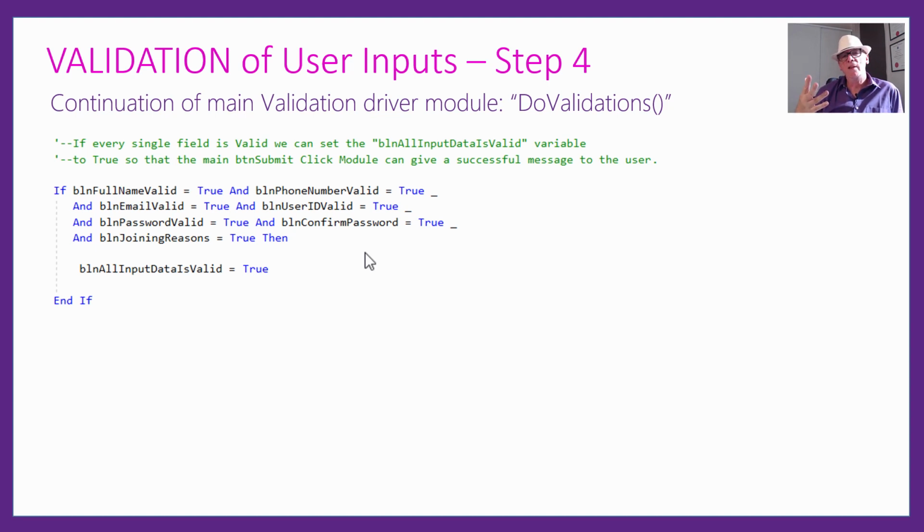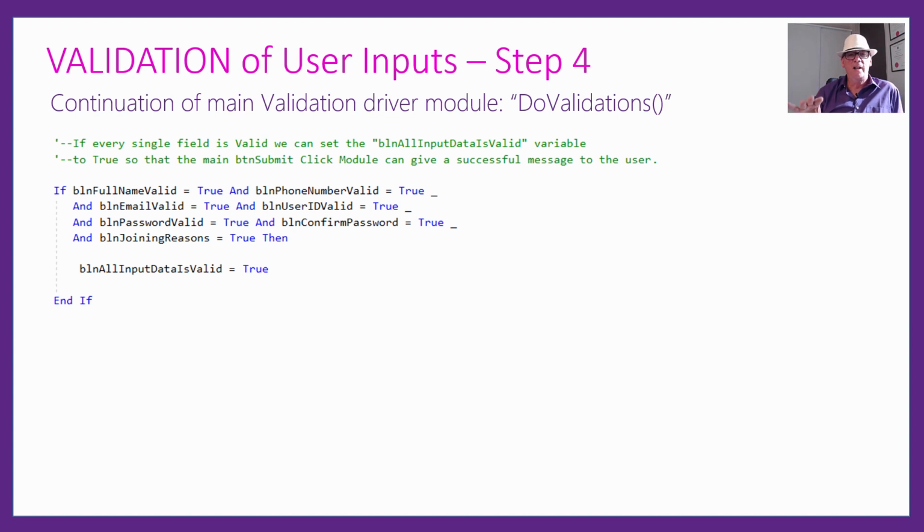Then back up in the main part of the program, if it sees that that's true, it knows it can now go forward and write out the record to the XML file. But actually it won't do that. It's going to actually go and check it isn't a duplicate user ID that they've chosen, and then it'll write it out. But we'll get to that later on in the lesson.